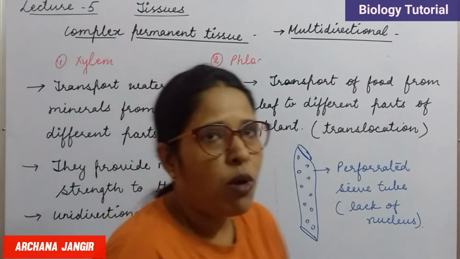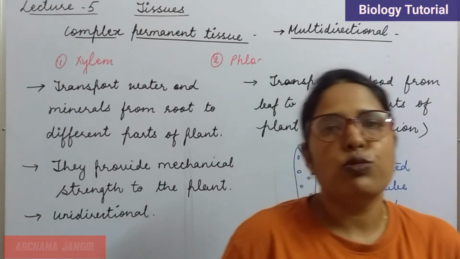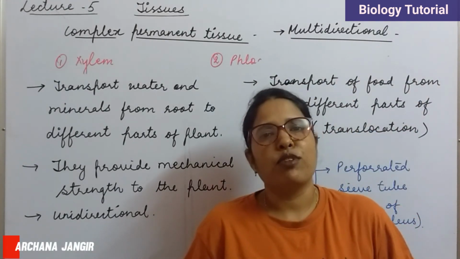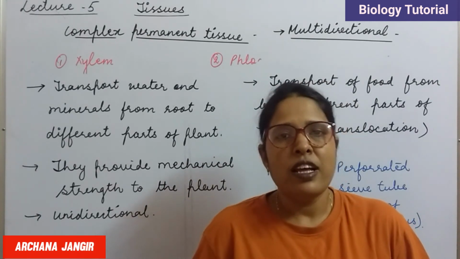Mainly two types of complex permanent tissues are there, xylem and phloem, and both of the tissues have four different types of cells or elements of xylem and phloem. Clear? Thank you very much.